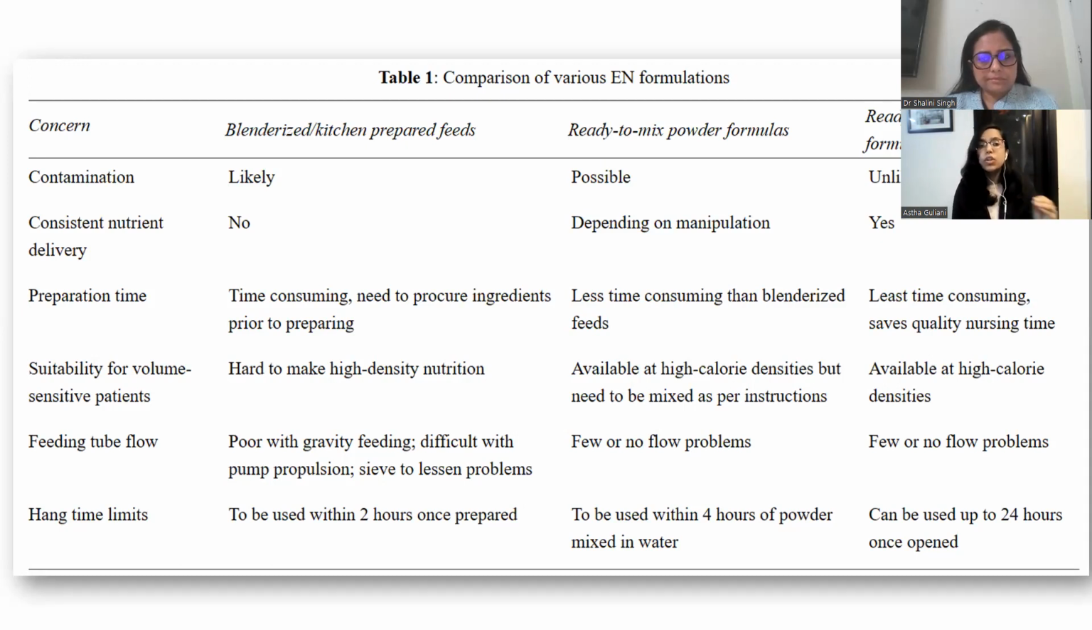Then consistent nutrition delivery can be obtained if we are giving the ready-to-hang liquid formulas and even ready-to-mix powder formulas, but not with kitchen-prepared feeds. That is why the most ideal is to give ready-to-hang liquid formulas, but the most commonly used is kitchen-prepared feeds.